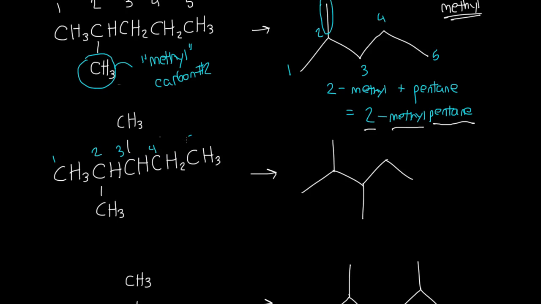And now you see we have a substituent on carbon number 2, and we have a substituent on carbon number 3, and those once again are both methyl groups. So because we have 5 carbons as our longest carbon chain, we are going to use the ending pentane. But now we have 2 different methyls. So how are we going to name this?